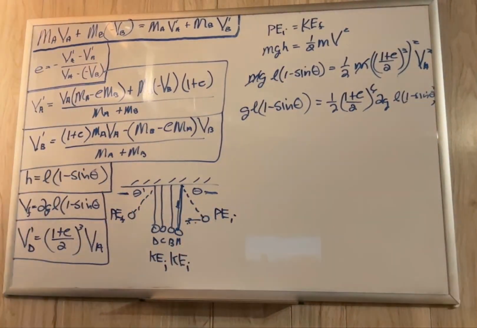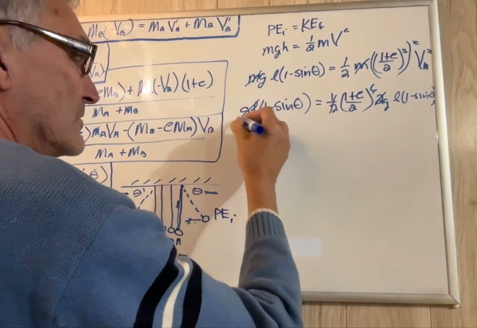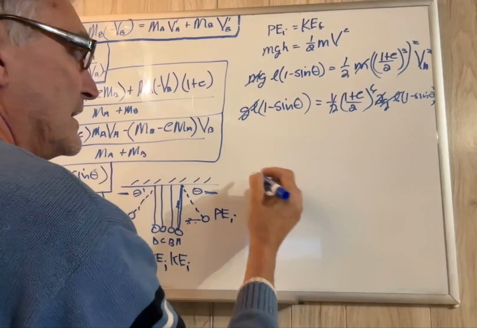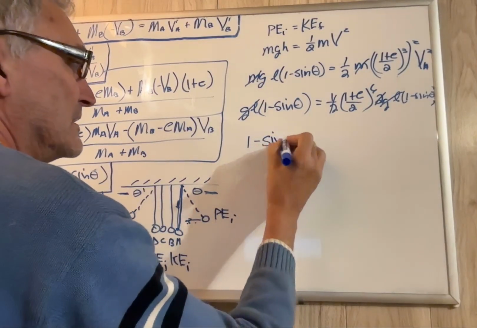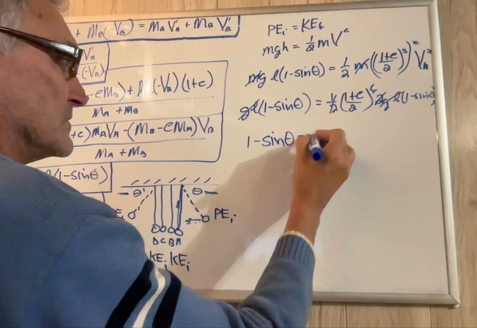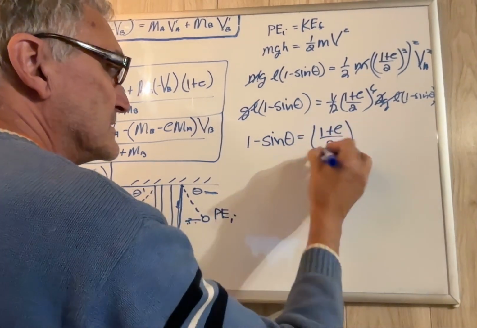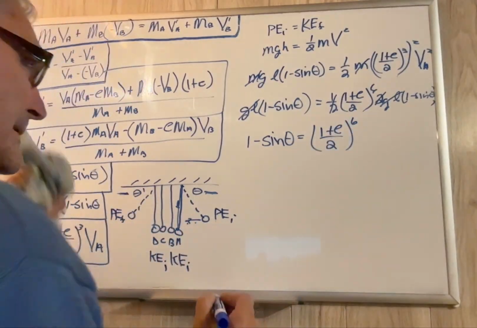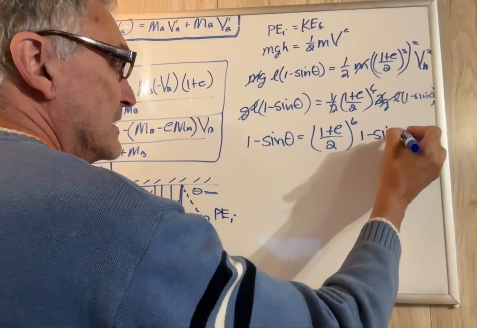All right, so I think you can see what's going to happen here. The 2's are going to cancel. The gL's are going to cancel. And you're going to be left with 1 minus sine theta is going to be equal to ((1 plus e)/2) raised to the 6th, times 1 minus sine theta.